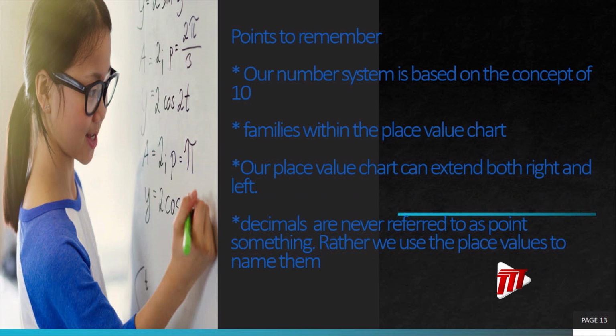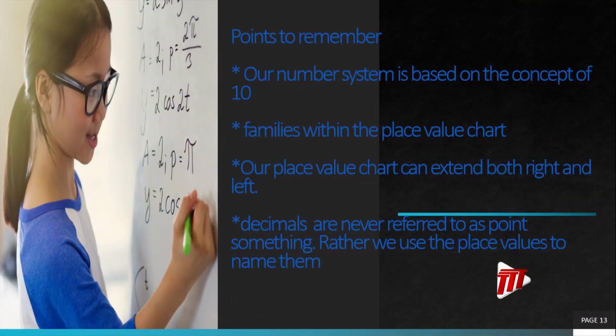And we're going to wrap up. And I hope that you would have learned something. Let's go back through some of the points that we learned. Our number system is based on the concept of 10. Families within the place value chart are each made up of 3 members. A ones member, a tens member, and a hundreds member. Our place value chart can extend both to the right and the left. When we go to the left, we get infinitely bigger. When we go to the right, we insert a decimal point and we get infinitely smaller.